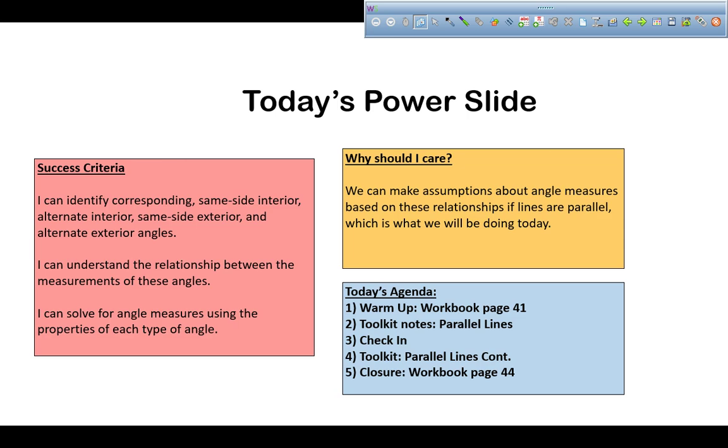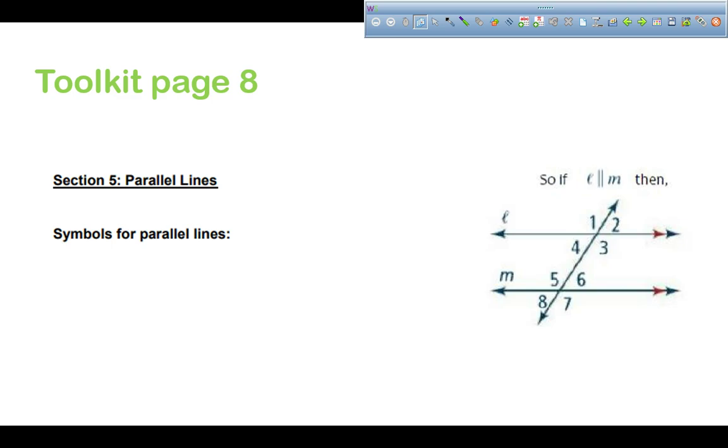So today we are going to identify relationships between these type of angles. We're going to do that in our toolkit. And then eventually we'll be back in our workbook, so you're going to keep both of those out. This is on your toolkit, page 8. We're almost done all this vocabulary.